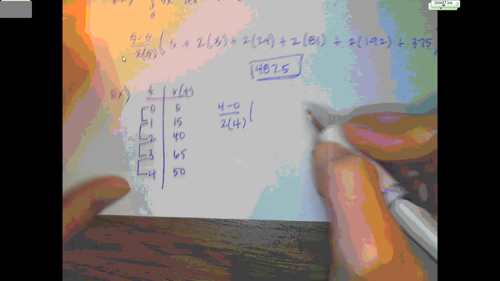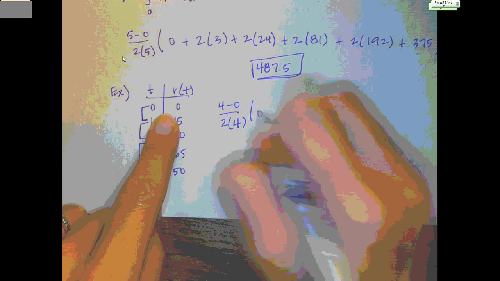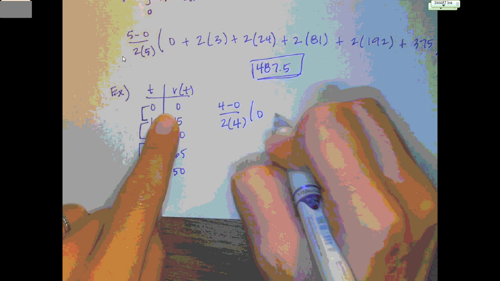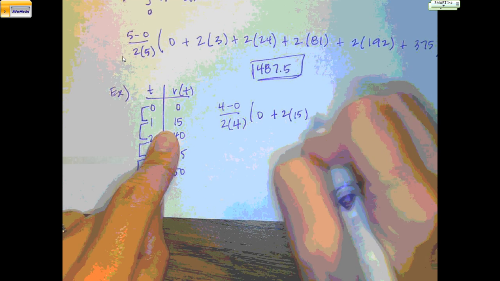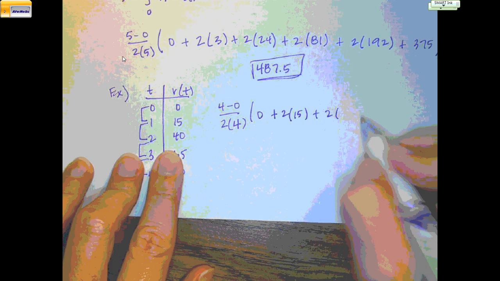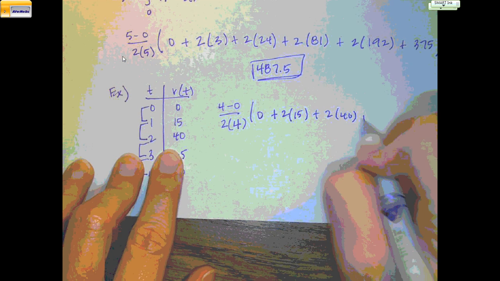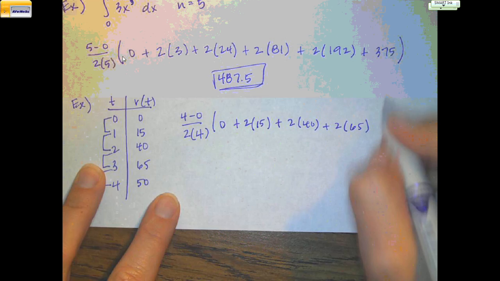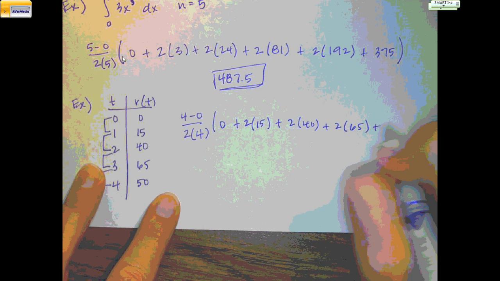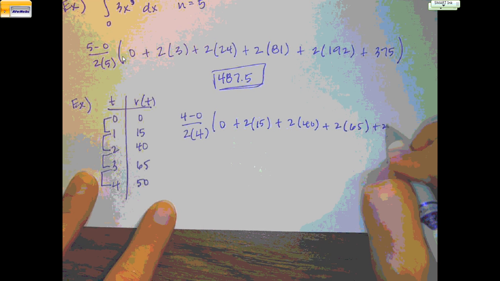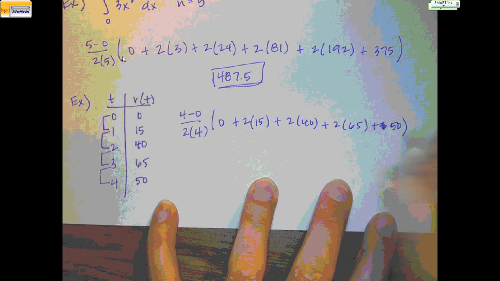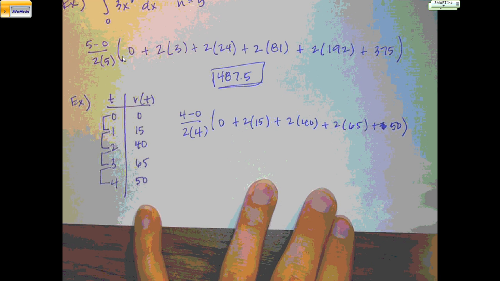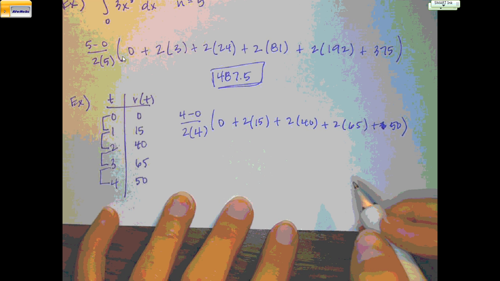So we have at 0 it's 0, plus 2 times at 1 it's 15, plus 2 times at 2 it's 40, plus 2 times at 3 it's 65, plus, oh wait, we're done, no 2, at 4 it's 50. So the middle ones get multiplied by 2, the first and last do not. And we work it out, and so tell me what you get.